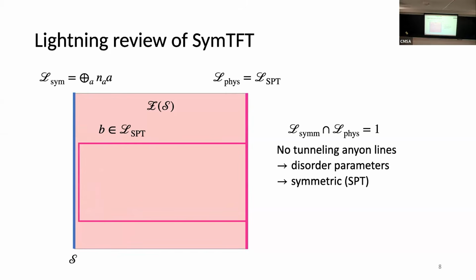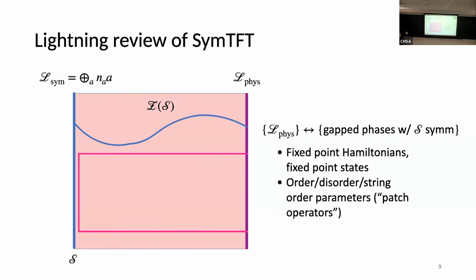On the other hand, if we manage to find another gapped boundary such that the only anyon line that's in both of them is the trivial vacuum line, then there are no order parameters, and there's no spontaneous symmetry breaking. In fact, there are disorder parameters, because these lines that were confined out here can now end at the other boundary. And so this is a symmetric phase or an SPT. But more generally, we can choose many choices of L physical. There's a correspondence between the different gapped boundaries that you choose for L physical and the different gapped phases with the S symmetry. This construction allows us to construct fixed point Hamiltonians, fixed point states, and understand disorder, order, and string order parameters for generalized symmetries.